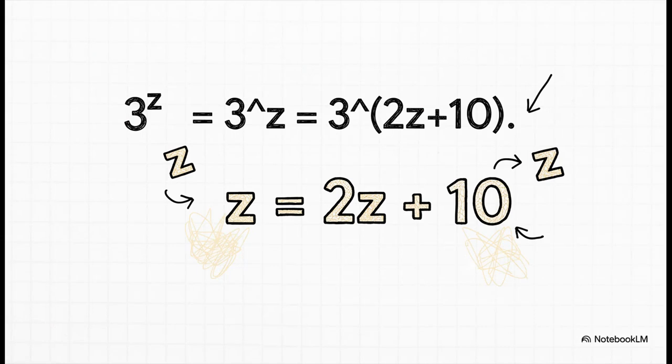Now we just use our rules for exponents. That 2 gets distributed, so it multiplies both the z and the 5. That leaves us with 3 to the power of z equals 3 to the power of 2z plus 10. And now for the best part, that one-to-one property lets us just drop the bases and focus on the simple equation, z equals 2z plus 10. A little quick algebra, and we find out z is negative 10.